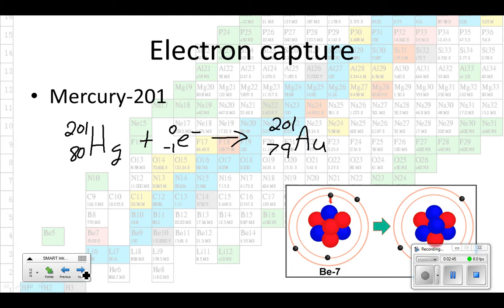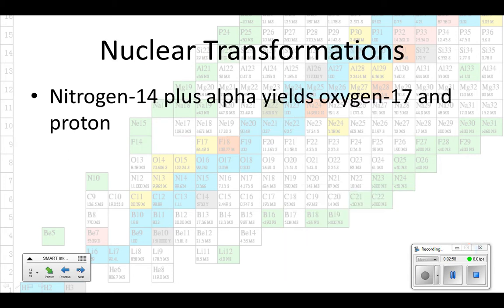So you can see here, it's the alchemist's dream. We take mercury, which is common, and we make gold, with the drawback that that gold is probably radioactive. So don't run out and try to do this. All right, and so then the last thing we're going to do is a nuclear transformation.